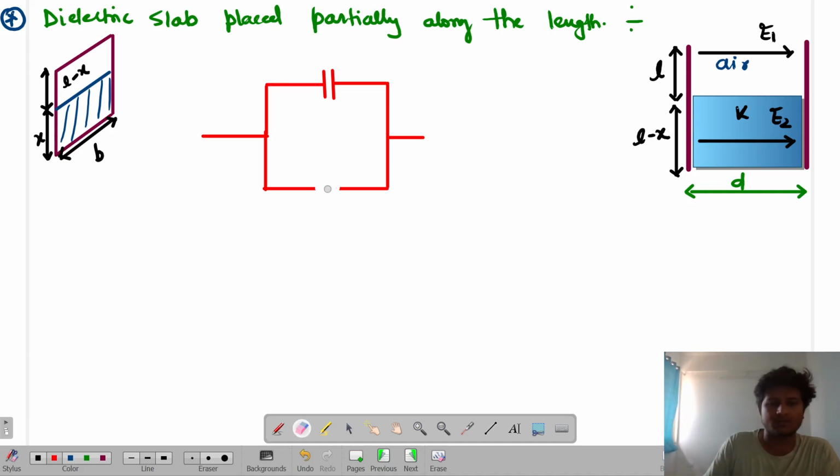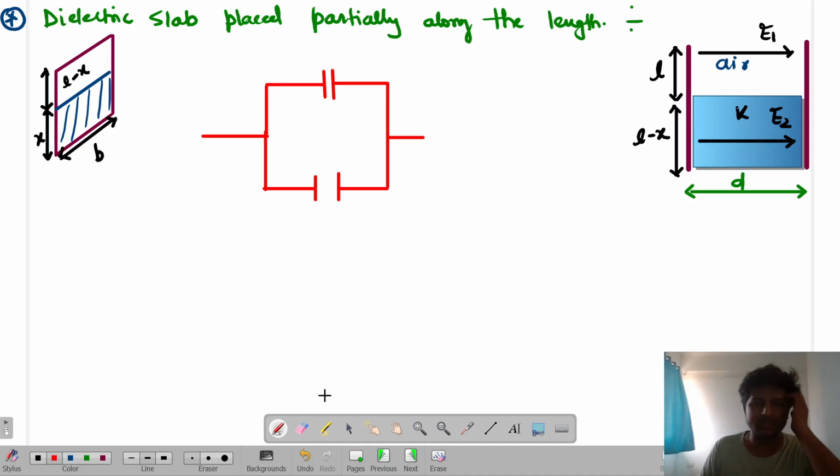Got it or not? So now for the parallel capacitors, you know what the relation is? C is equal to C1 plus C2. But you see that if there is a parallel capacitor, then the net charge which was flowing over here will divide into two parts, or not.